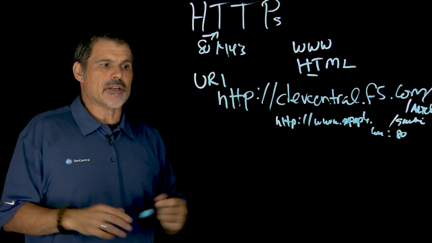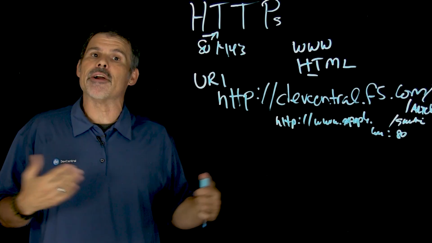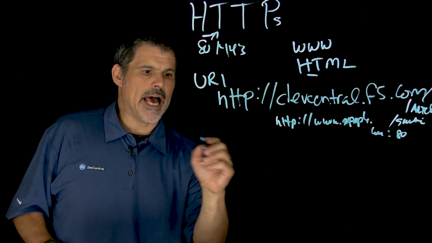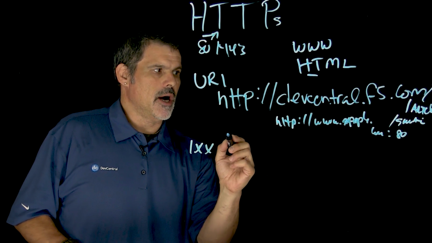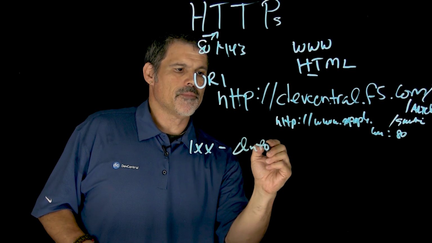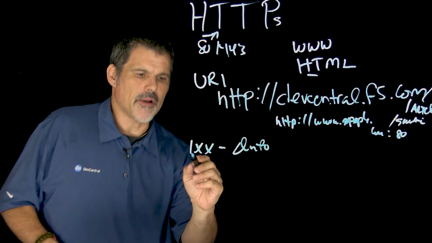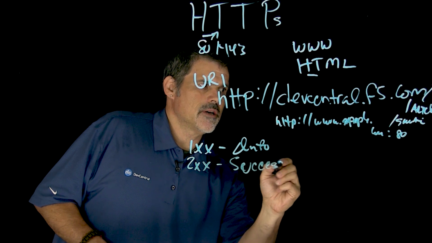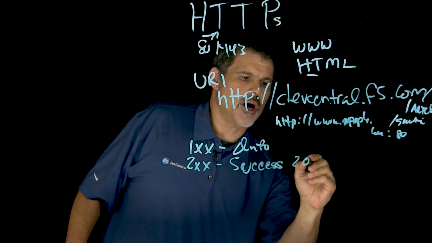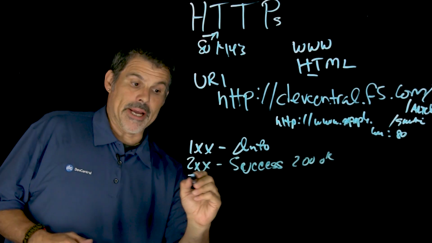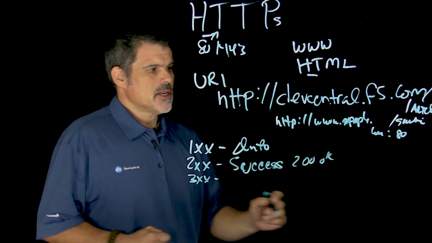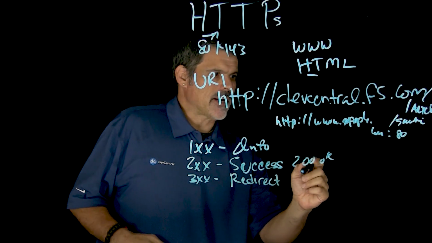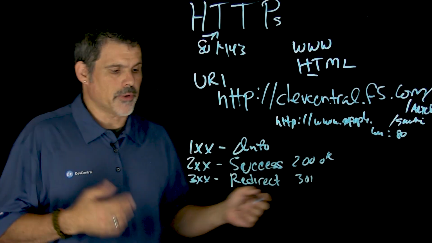Within HTTP, as you're browsing the internet, there are also various error codes or status codes tied to HTTP. The 100 level status codes are just information, telling you what's going on. The 200 level codes are success, like a 200 OK. 300 level HTTP status codes are redirects, like a 301 redirect.